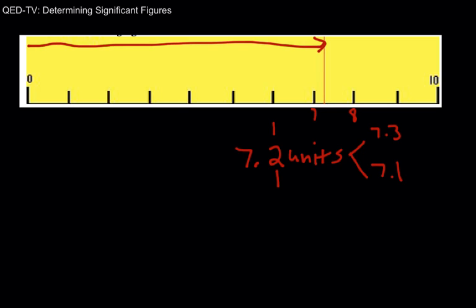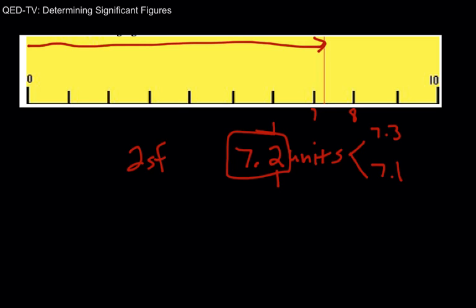So how many significant figures does this measurement have? Well, it's all the digits that you know for sure, and the one digit that is an estimate. So we know the 7 for sure. The 2, however, is an estimate. So both of them get counted, and this measurement has 2 sig figs.